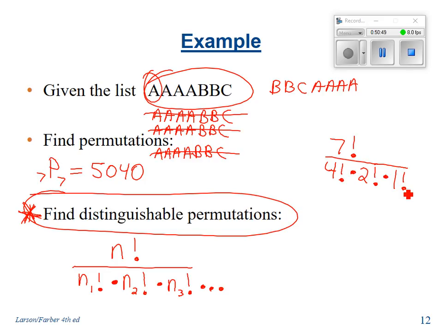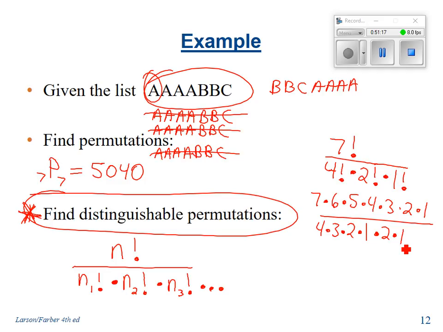Just 1. So now we got 7 factorial, which is 7 times 6 times 5 times 4 times 3 times 2 times 1 over 4 factorial, which is 4 times 3 times 2 times 1. You can't do these out on the calculator this way. If you're looking for distinguishable, it won't work on the calculator. Then we got 2 times 1 for the 2 factorial. For the 1 factorial, we got 1. I'm just going to get rid of that.